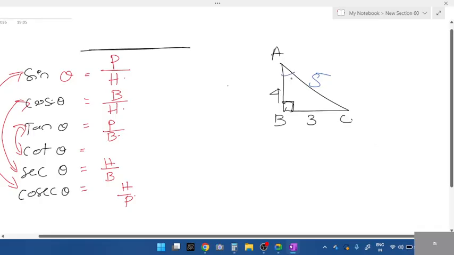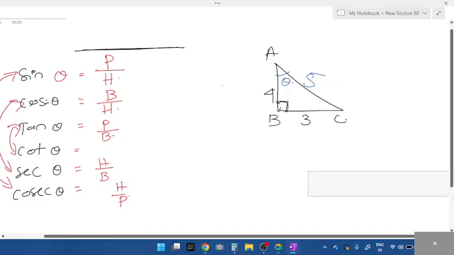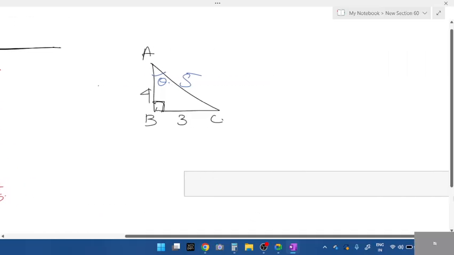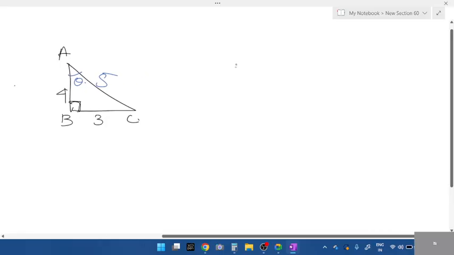Okay. Now, let me take theta, students. A. Let us take A. With respect to angle A, I want you all to answer sec theta. What is theta value? Where is theta? Angle A or C? Angle A. So instead of theta, I'll write angle A, students. What is sec A? What is the formula for sec?